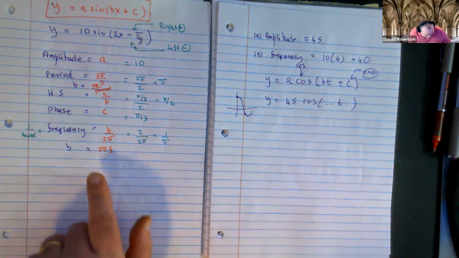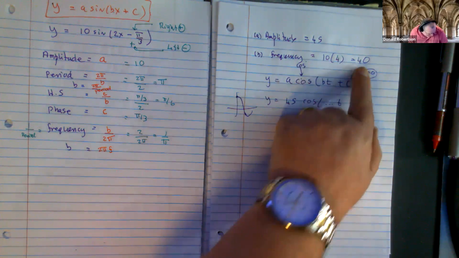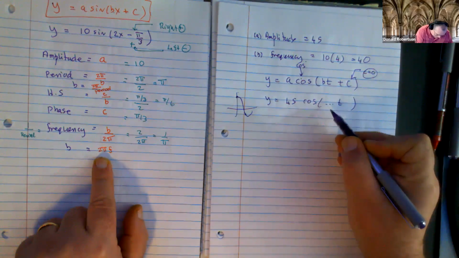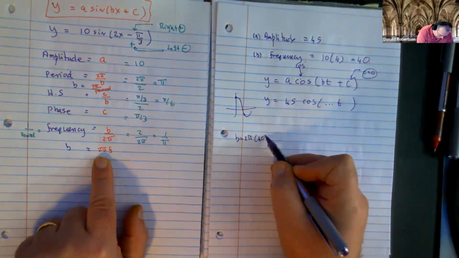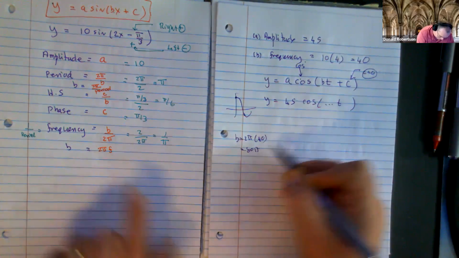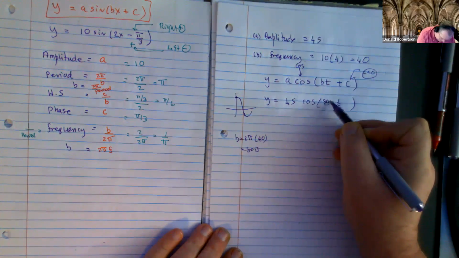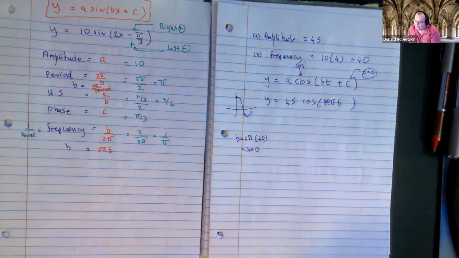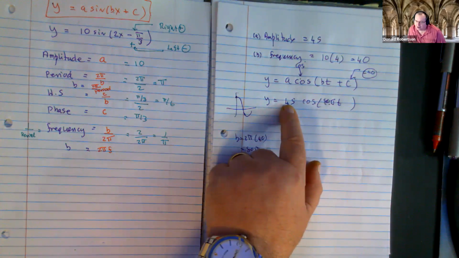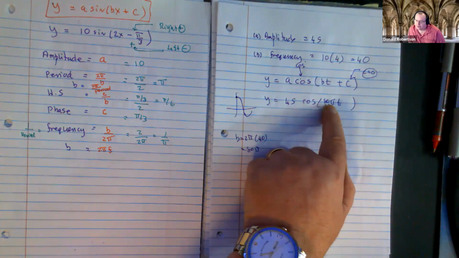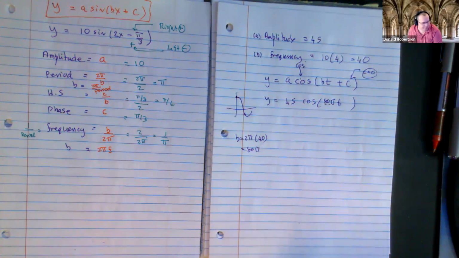Well, if you tell me the frequency is 40, can't I get this missing b by just saying 2 pi times the frequency? And the answer I got would be 80 pi. Bingo. There's really only 2 numbers that you needed to know: what the amplitude is and what the coefficient of t would be. Have we any questions? Do you feel good about that?